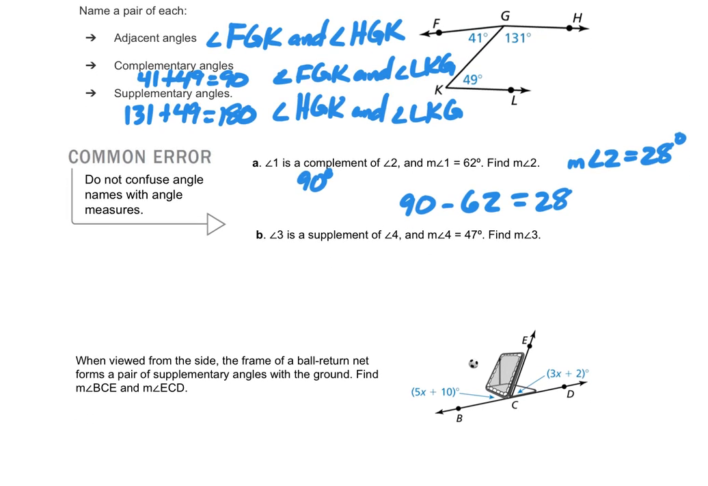Okay, same thing here. The word supplement. Complement meant complementary. Supplement means supplementary. So it's two angles that are supplementary. One of them is 47. We got to find the other one. We know that supplementary means 180. So it's just a form of the same word, supplement, supplementary. And we're going to do 180 minus 47. And that would get us to 133 degrees. So angle 3 would have to be 133 degrees.